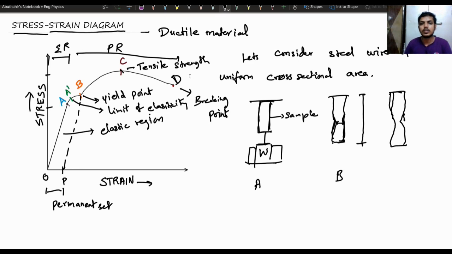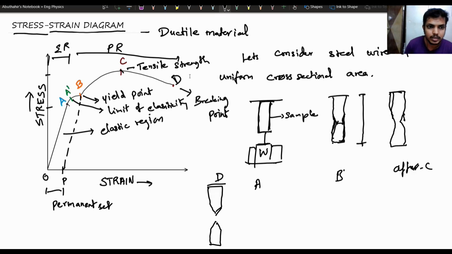Okay, these are the statuses. This is at B, and this is after C. After C, the neck will be increasing. When it comes to D, the material will be broken. The neck will be extended and it will be a complete failure. The sample will fail at condition D. At point D the material will be broken. This is the breaking point. So these are the five points to be concluded.